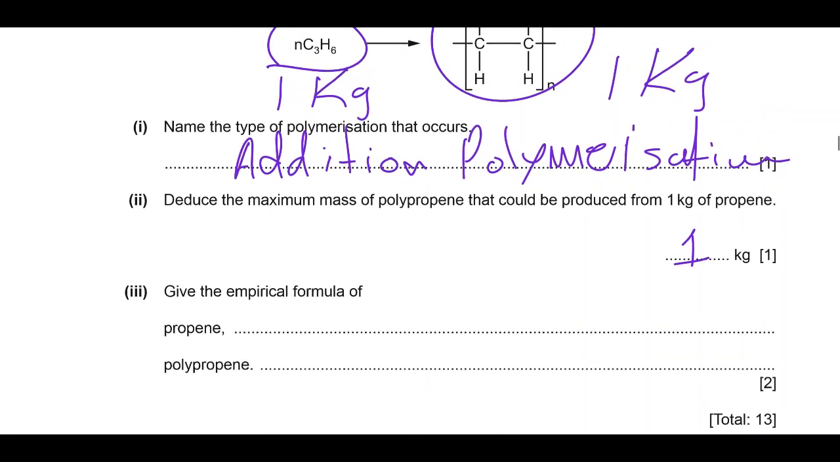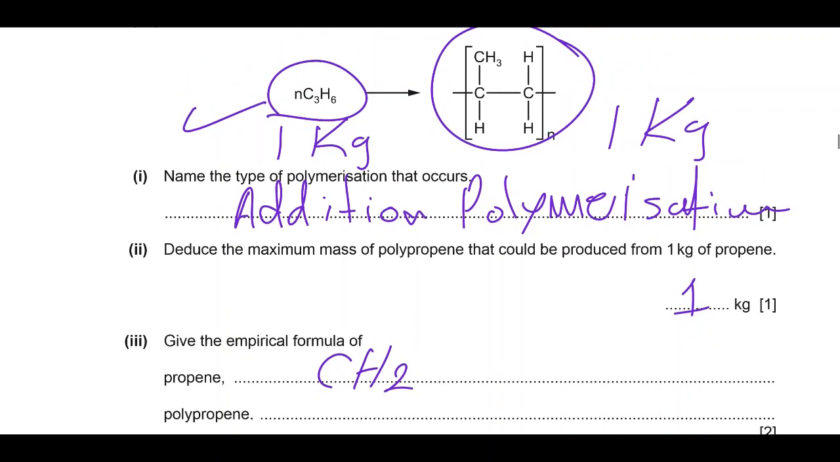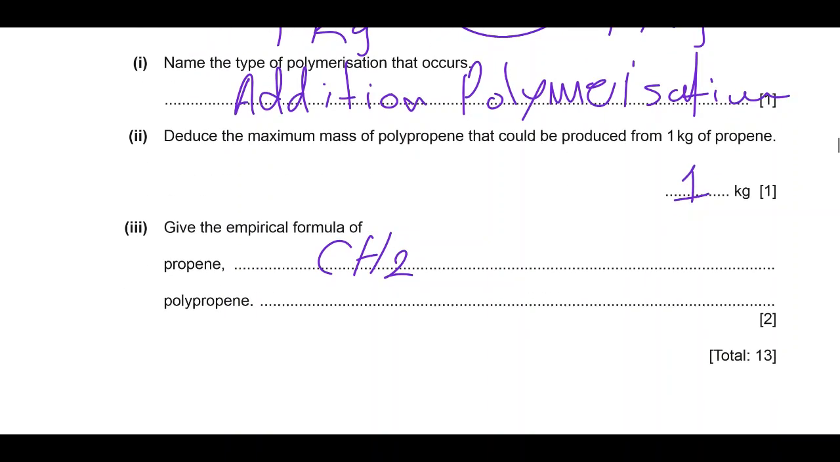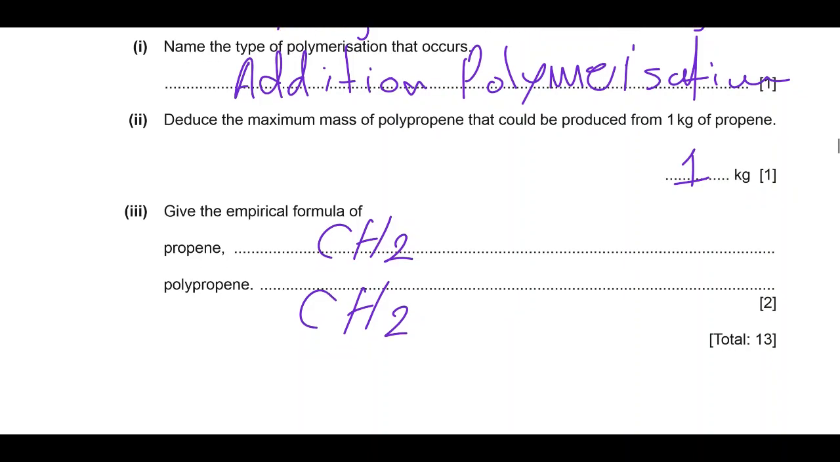Empirical formula, so you have C3H6, that means the empirical formula for propene is CH2, and here in the polymer also you have 3 carbons with 6 hydrogens, so CH2. Always in the addition polymerization, the empirical formula of the monomer and polymer are the same.